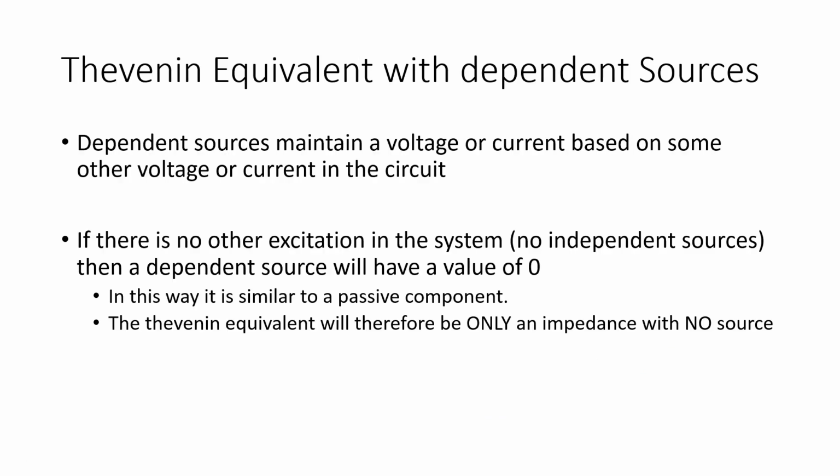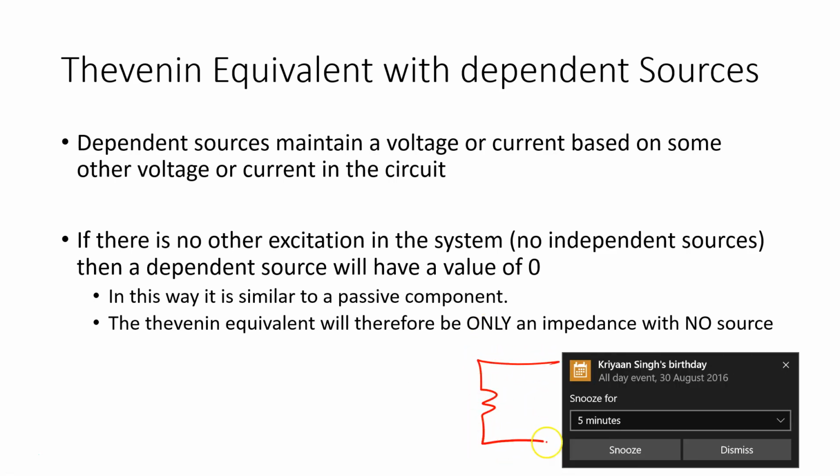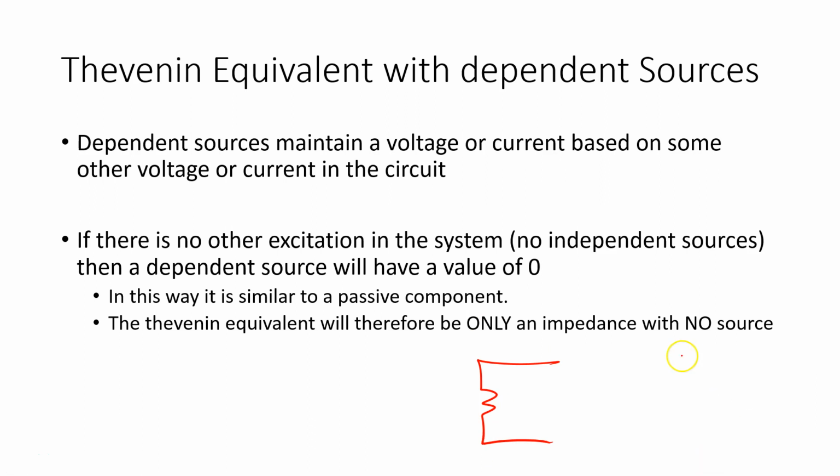Now moving on to the dependent sources. What we do for the dependent sources, since dependent sources maintain the voltage or current based on some other value in the circuit, if there is no excitation, if we have no independent sources, then the dependent sources are going to have a value of 0. So it's similar to a passive component in that way. And the Thevenin equivalent circuit looks like that. So you'll see that when we find the Thevenin equivalent, it is going to come up like that.